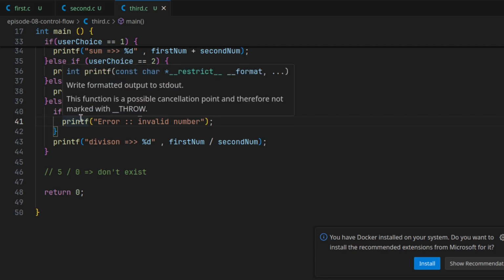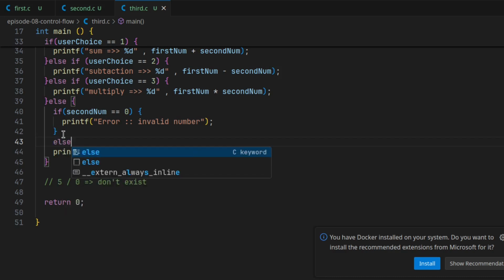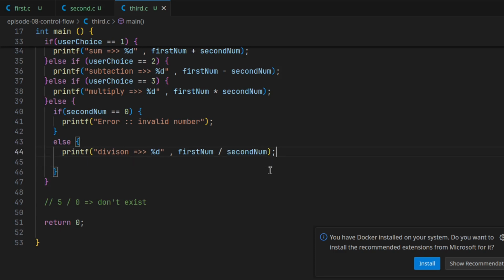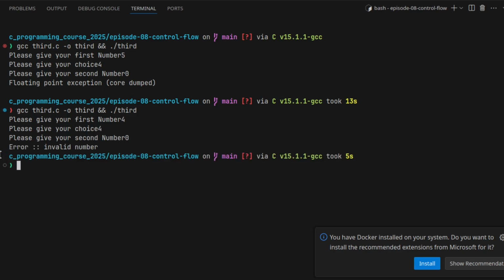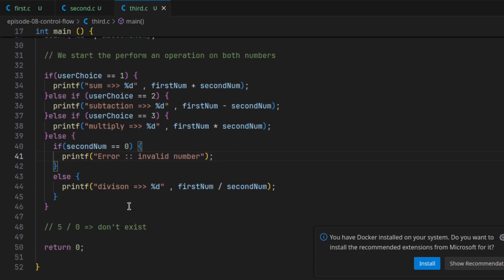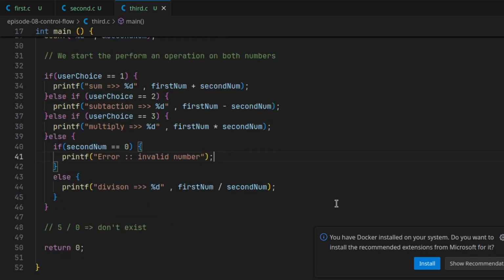Okay, or otherwise we can do one thing: second number equal to, or otherwise we do the printf. Going good. Let's give the first number 4, choice also 4, and second number 0. Error, invalid number. Okay, so this is a very cool program. You can use this type of calculator in your exam. Please don't, this is not good ethics.